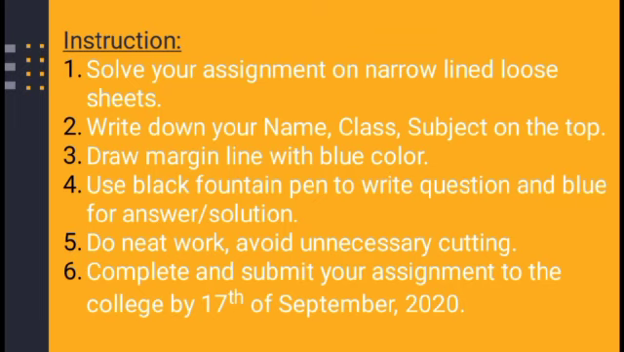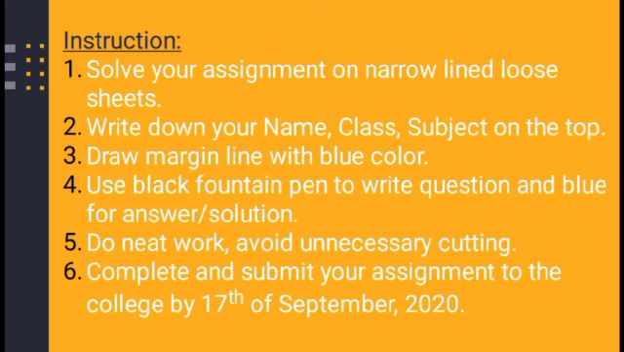Solve your assignment on narrow-lined loose sheets. Write down your name, class, subject on the top of your assignment. Draw margin line with blue color. Use black fountain pen to write questions and blue for its answer and solutions.